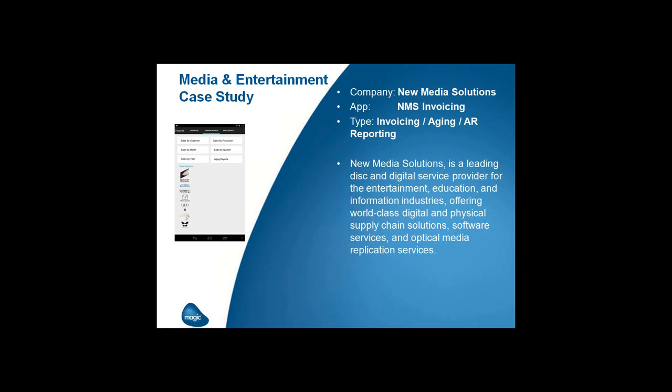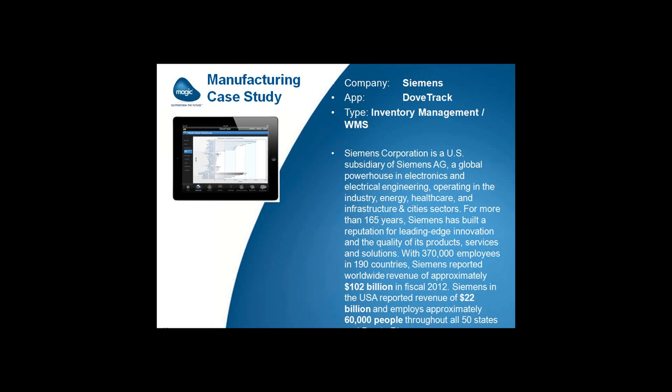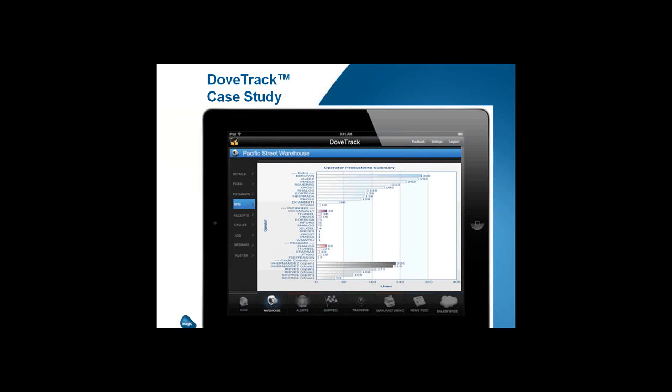The New Media Solutions example is an invoicing, aging and accounts receivable reporting solution that allows executives, wherever they are, whatever they're doing, to be able to satisfy a customer's question regarding an invoice, just helping, of course, in the whole receivables process. In manufacturing, you have things like the DovTrack inventory management and warehouse management system, which gives visibility into the warehouse, into what's going on in an organization.